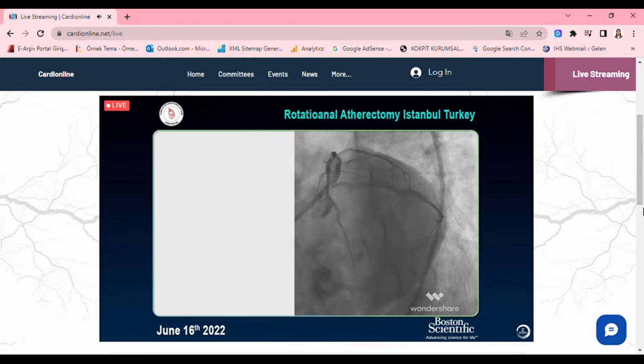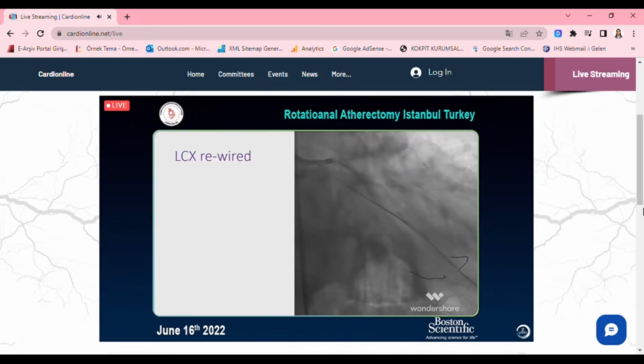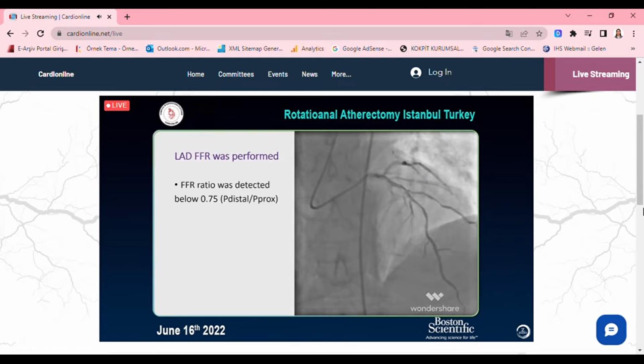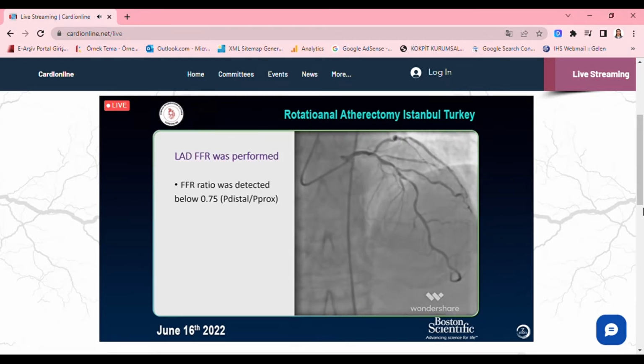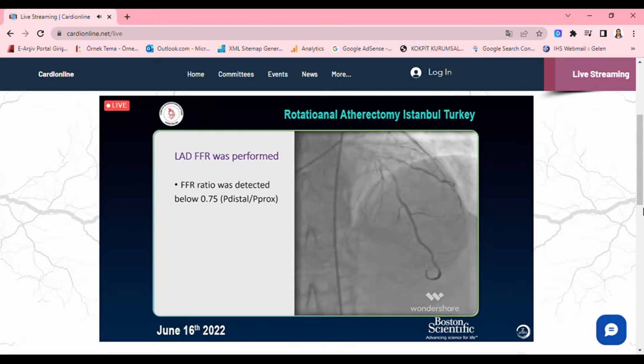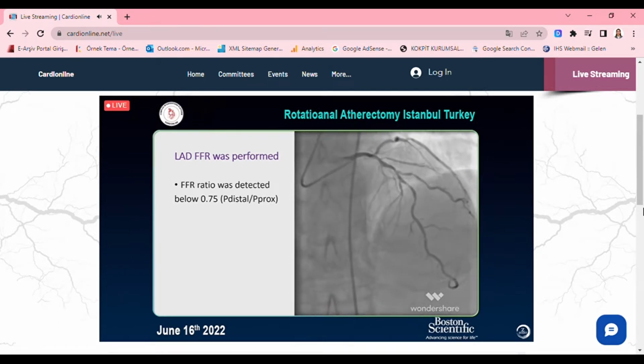Then in the same setting, FFR to the LAD was done. As it was looking like a moderate lesion in some views, FFR was done, which showed it was significant. It was 0.75. So then again, he contacted Dr. Umar Kartigan for further treatment.